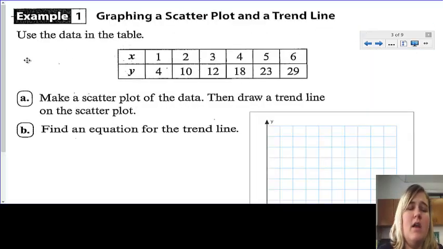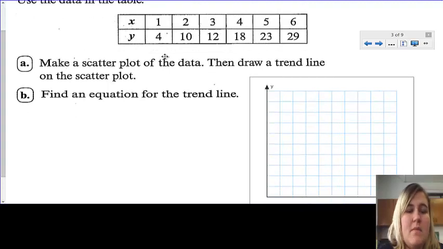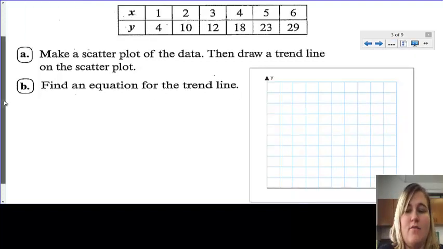A trend line is a line on a scatter plot which shows a relationship between two sets of data. So example 1 says graphing a scatter plot and a trend line. It wants us to use this table and make a scatter plot of the data, then draw a line on the scatter plot. So we're going to start by plotting on the graph.